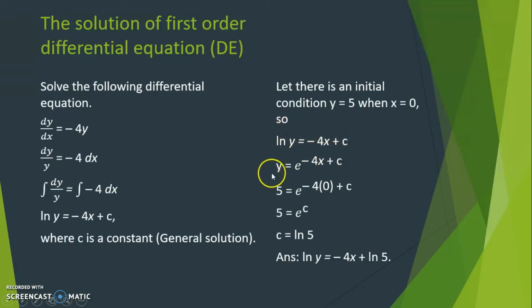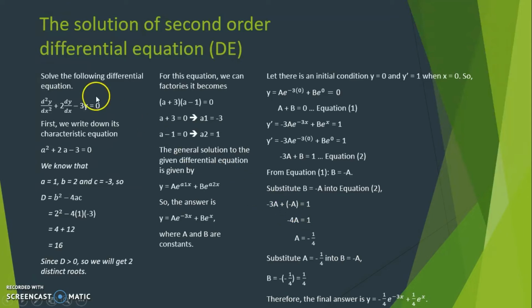Then we move the ln to the right hand side, we get y equal to e power negative 4x plus c. So we will get 5 equal to e power negative 4 multiplied by 0 plus c, which is 5 equal to e power c. Then we get the c value equal to ln 5. So the final answer is ln y equal to negative 4x plus ln 5.